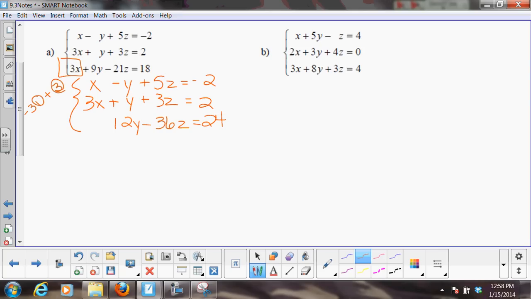Now I'm going to multiply negative 3 times row 1 and add it to row 2 to get rid of that next 3x. So negative 3 plus 3 is gone. Then 3 plus 1 is 4y. Negative 15 plus 3 is negative 12. And then we have 6 and 2, which is 8.